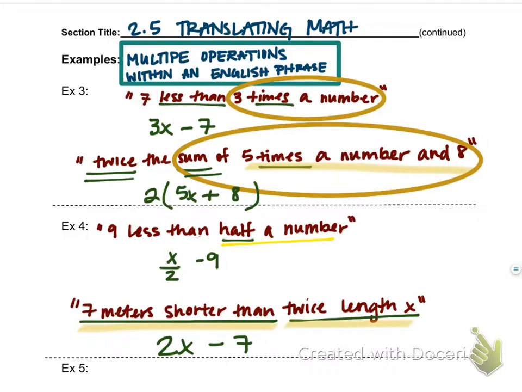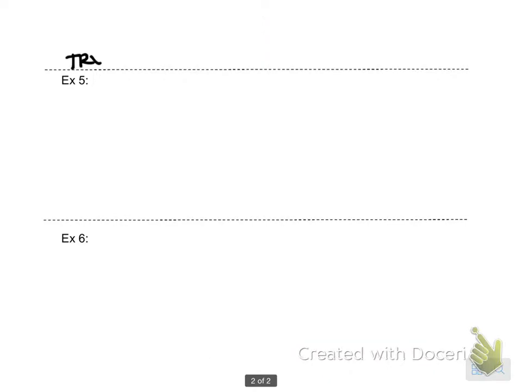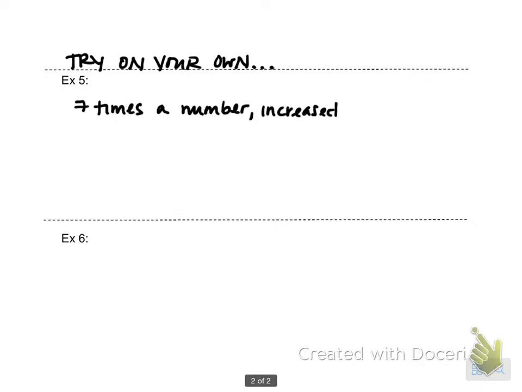From here, we have a couple of problems you're going to try on your own. So do your best on these. Again, it is the attempt that you are getting credit for. Your next piece to try on your own is 7 times a number increased by 4. Now beware here, I want you to figure out the variable that you're trying to identify, along with the operations that will be working around this variable. We'll check in with you at the beginning of class on these 2 problems.